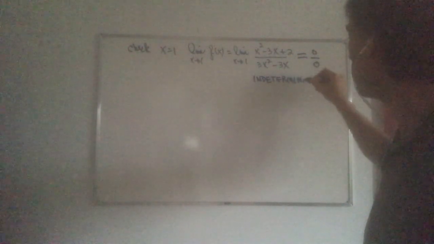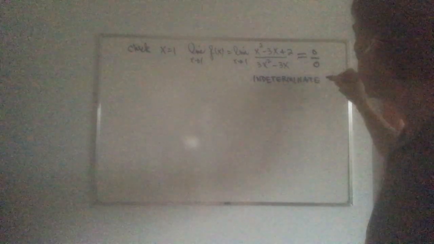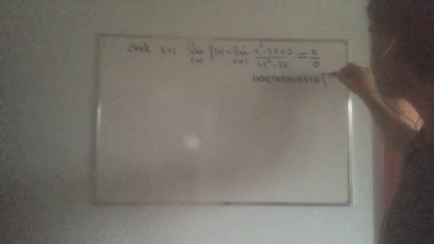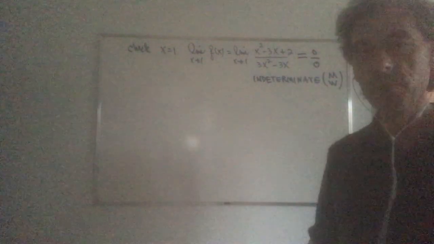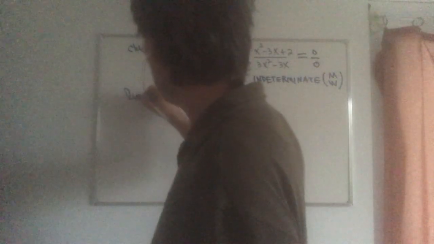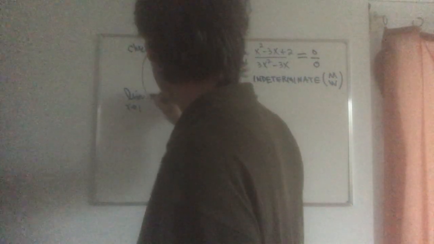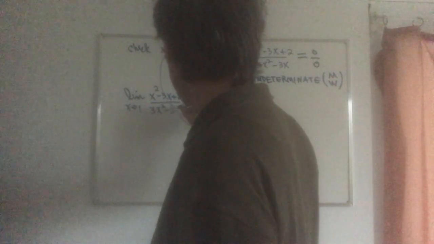Oh, this is not undefined. So we know what this means. It means more work. 0 over 0 means we don't have an answer yet. We need to do more work. So limit as x approaches 1 of (x² - 3x + 2) over (3x² - 3x).